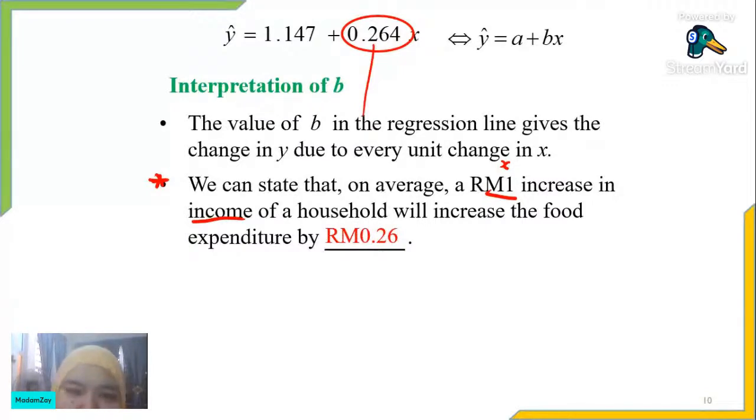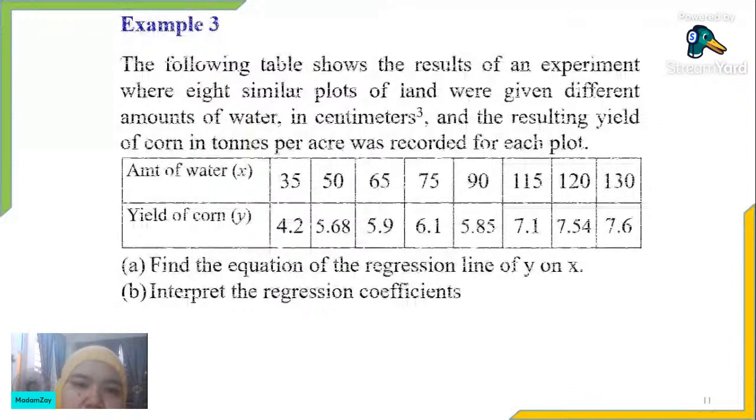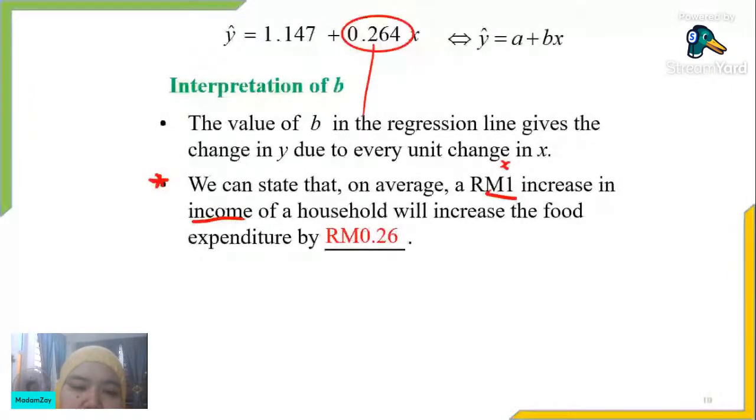Two decimal places because it is RM. Okay, so it is talking about RM units. Everything should be in RM, everything in the same unit. Why? It's a linear equation, so everything must be in the same unit. So that is how we interpret B. Expenditure by 0.26 ringgit. A 1 increase in X will increase Y by 0.26.